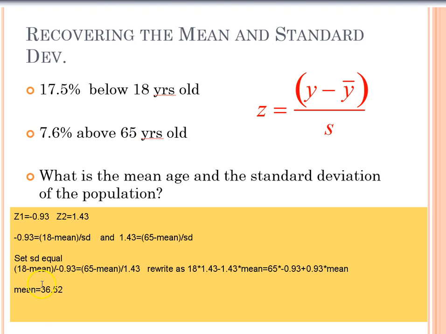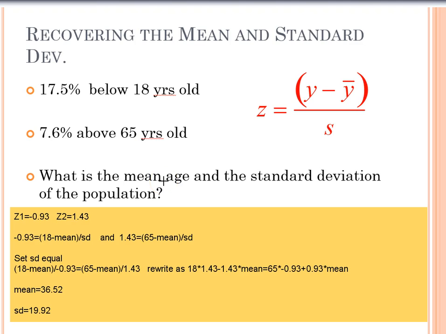Now that we have the mean, we can solve for the standard deviation using either of these original z-score formulas. All we have to do is plug the mean into either one of these and then solve for the standard deviation, and it should give us the same number. So plugging this mean into either of these formulas and solving for the standard deviation should give you a standard deviation of 19.92. So these two summary statistics are the answer to this problem. We've derived the mean and the standard deviation of this population.